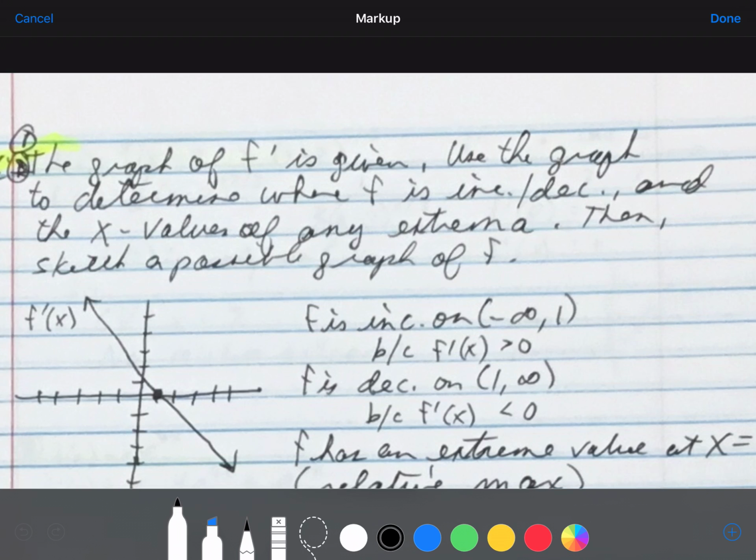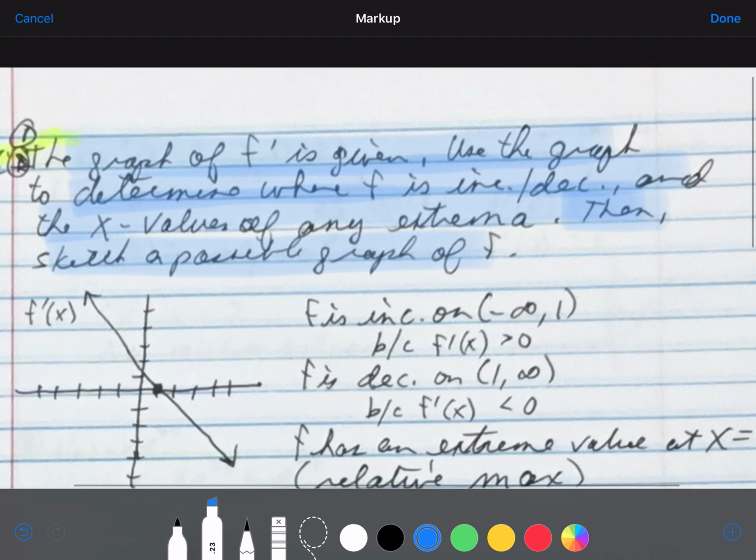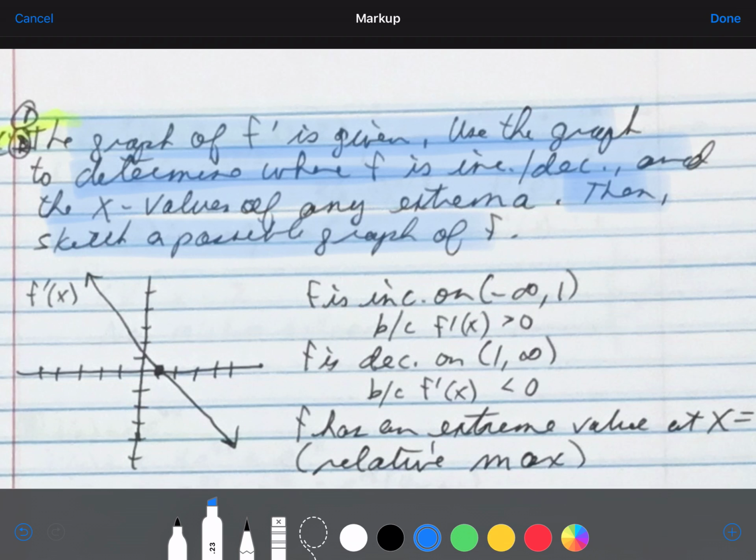Now, the graph of f prime is given in this case. Use the graph to determine where f is increasing or decreasing, and the x values of any extrema, right? Any of our extreme values. And then we're going to see if we can sketch a possible graph of our function f, just based upon that information. Right? So again, this is the graph of f prime. And so I'm looking at the values of that function.